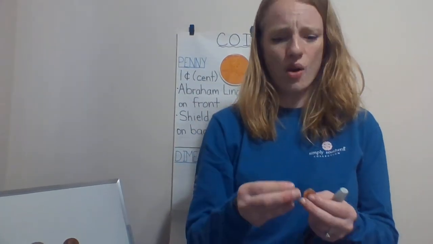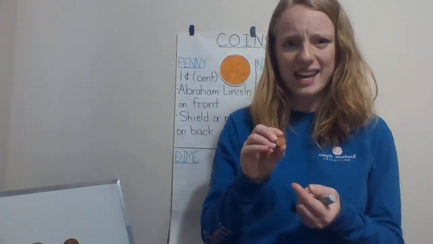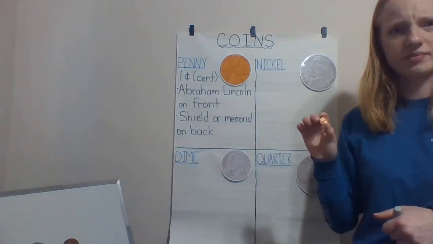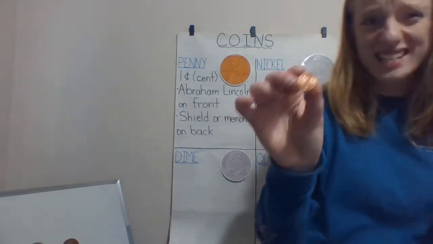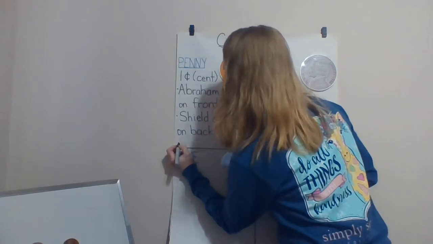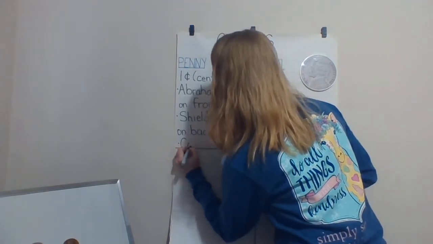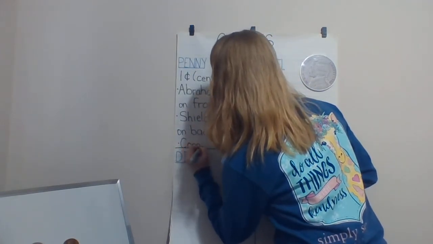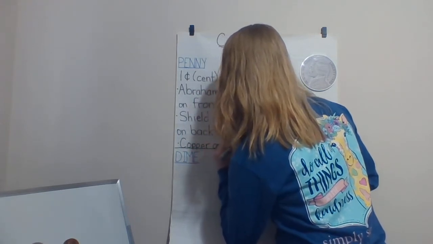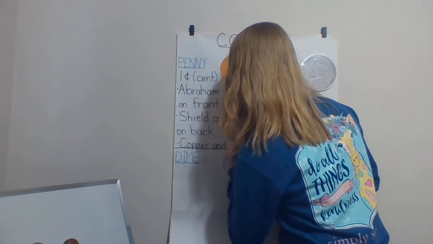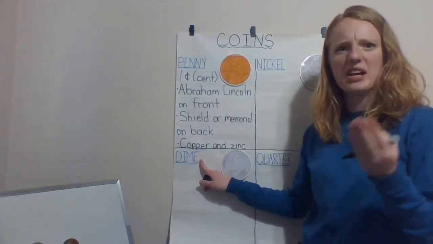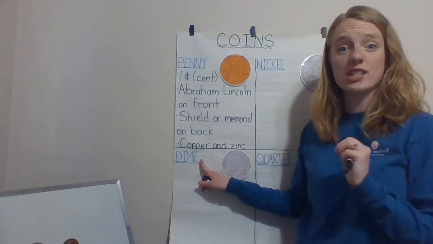So what do you notice is different about pennies than all the other coins that we've learned about? Well, pennies are a different color. That's because pennies are made up of metals copper and another metal called zinc. But copper is what is on the outside, and copper gives it that brown orange color.